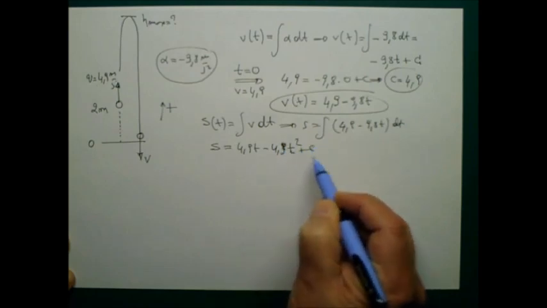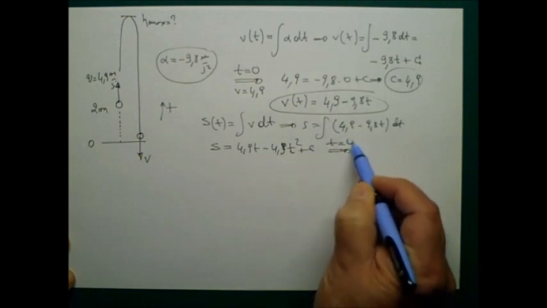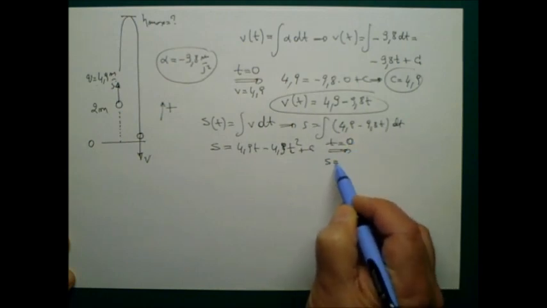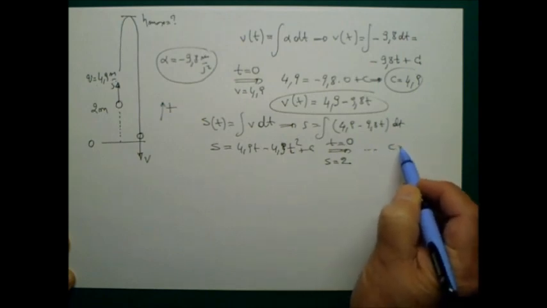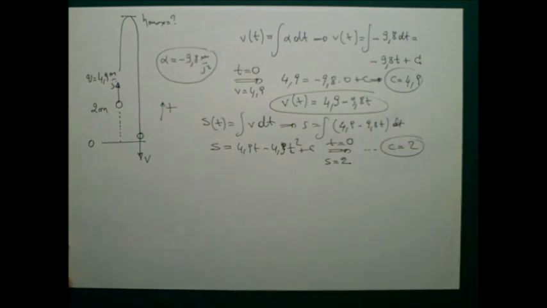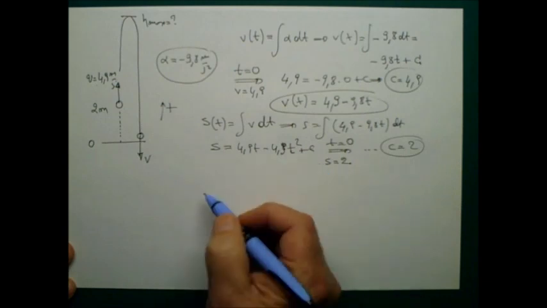We use the initial conditions of our problem, which are t equals 0 and s equals 2. So 2 equals c. So c is 2, as we can find from this equation here.